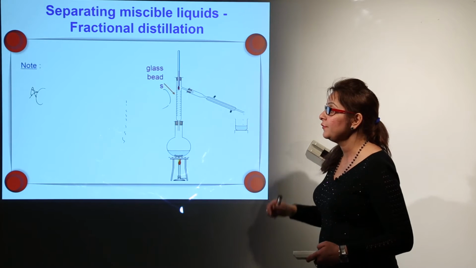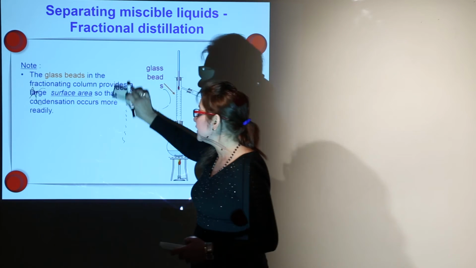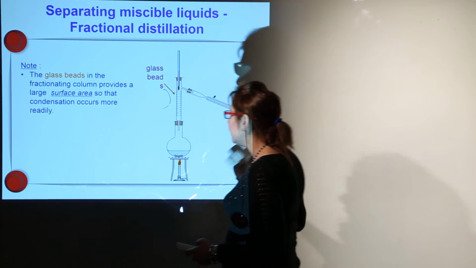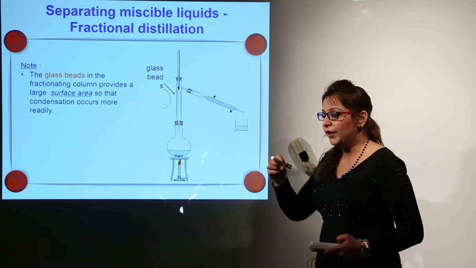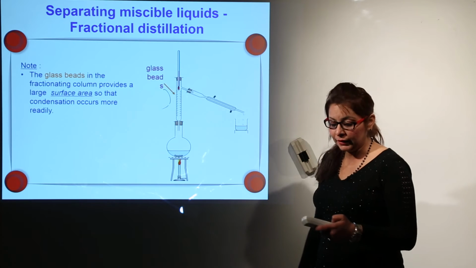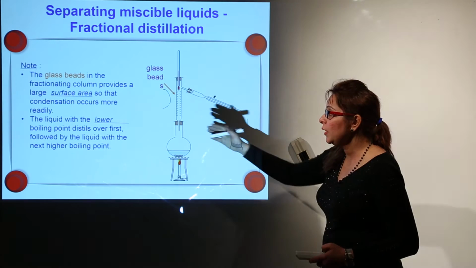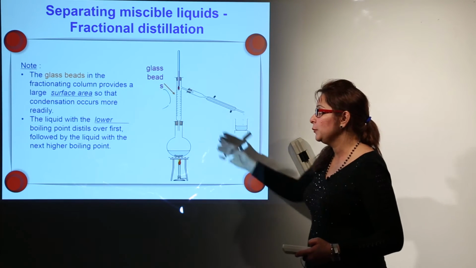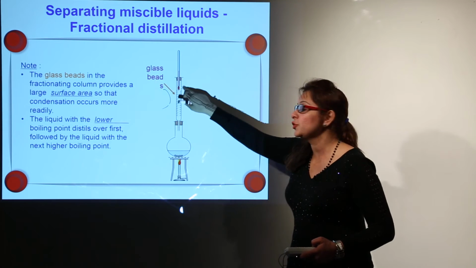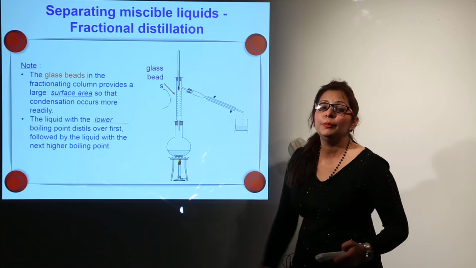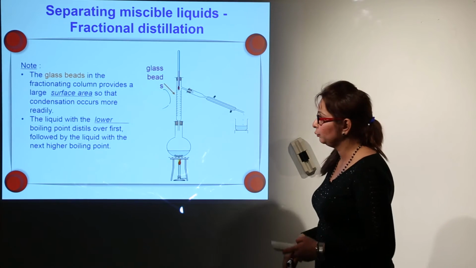You have just noticed an important point, the glass beads. You have to know what the use of this glass bead is. It is used just to increase the surface area for condensation, so that there is more surface for the particles to collide with and get condensed. The liquid with lower boiling point distills over first, followed by the liquid with the next higher boiling point. So the first component to reach the condenser will be the one which has the lower boiling point, followed by the other members, right.